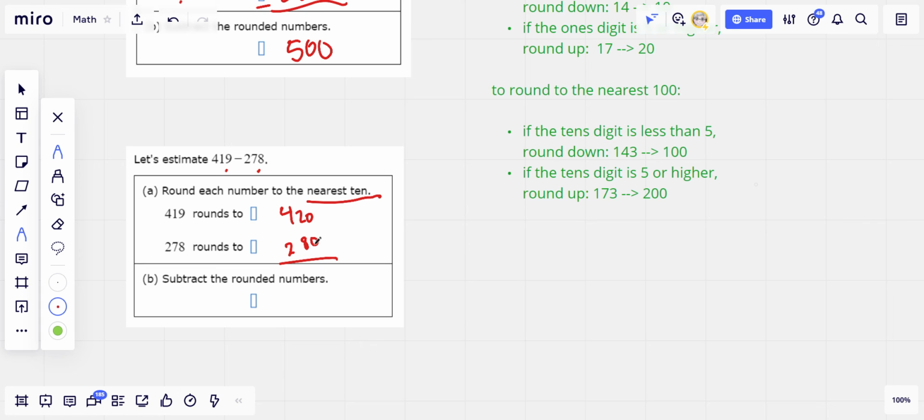Now, there's still a little bit of work in this problem, but it's easier than that first one. 0 minus 0 is 0. 2 minus 8, we can't do that, so we're going to borrow. So 12 minus 8 would be 4, and 3 minus 2 would be 1. So we get a difference of 140. So that's a little more work with estimation.